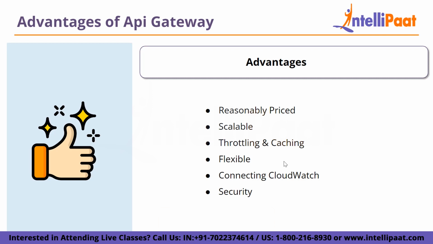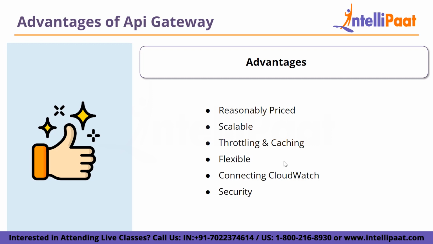The most important feature of an API gateway is caching. Caching is used to cache the endpoint responses, which reduces the latency of the API request. It is also a major factor in determining the cost of the service.